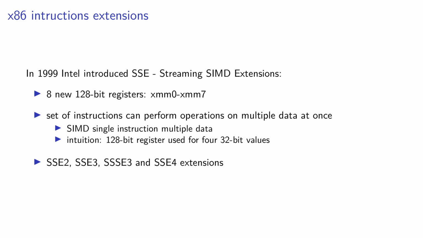In 1999, Intel introduced the Streaming SIMD Extensions. This extension includes 8 new 128-bit registers and several instructions to perform operations over multiple data at once. As an intuition, these registers and instructions can be used to perform the same operation over 4 32-bit values. The subsize can vary between 8 and 64, depending on the extension version.